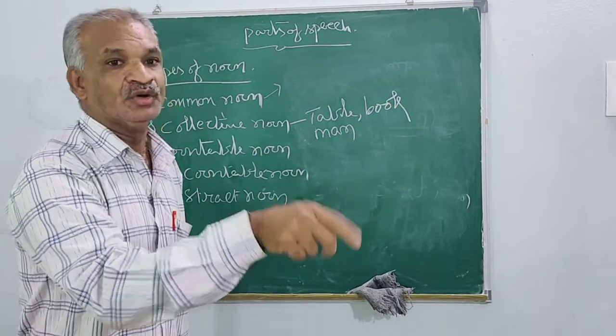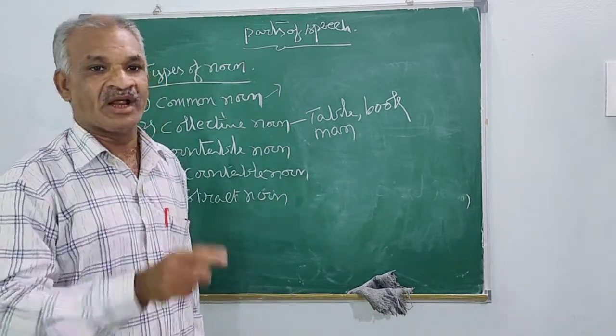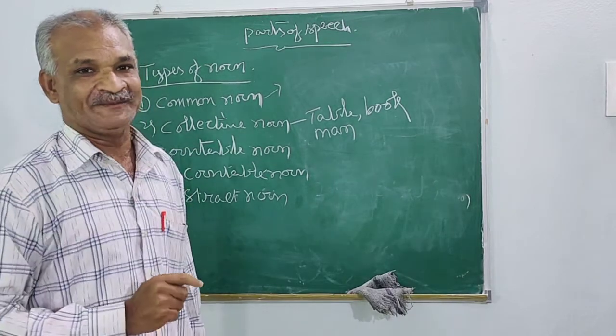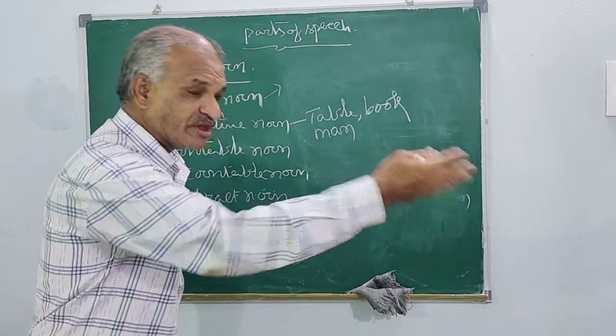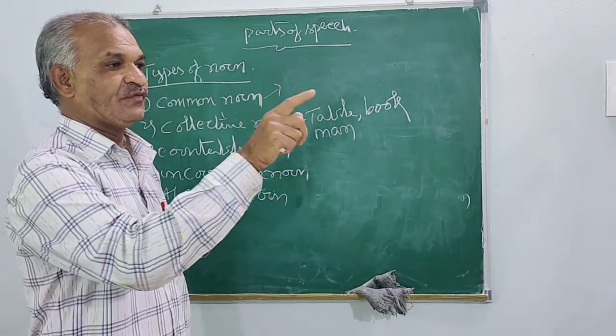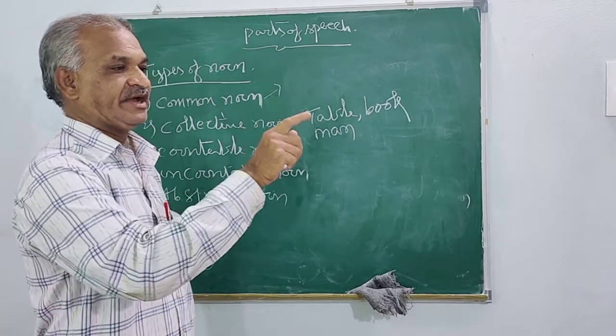1 table, 2 tables, 1 light, 1 camera, 1 phone, 2 phones, 3 phones, 10 phones, 15 phones, like that. Because though there are 10 phones, you can count 1, 2, 3, 4, 5, 6, 7, 8, 9.